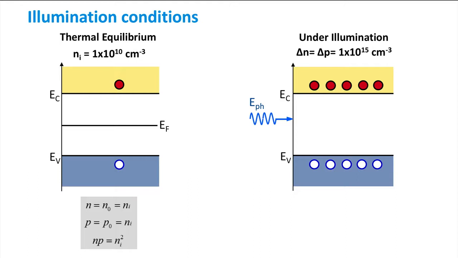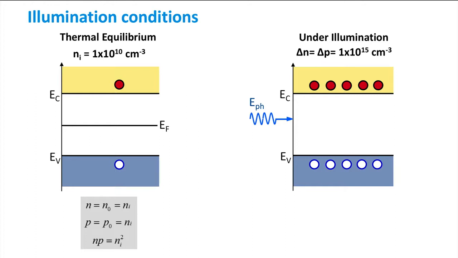Now let's illuminate the material and see what happens. Remember that we are adding an extra 10 to the power of 15 charge carriers in addition to the 10 to the power of 10 carriers present in crystalline silicon at thermal equilibrium. This is an enormous change in the concentration of charge carriers. We now have many more electrons occupying states in the conduction band and many more holes occupying states in the valence band. But how does this affect the Fermi level?